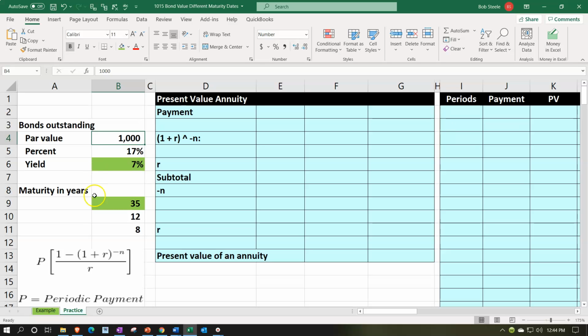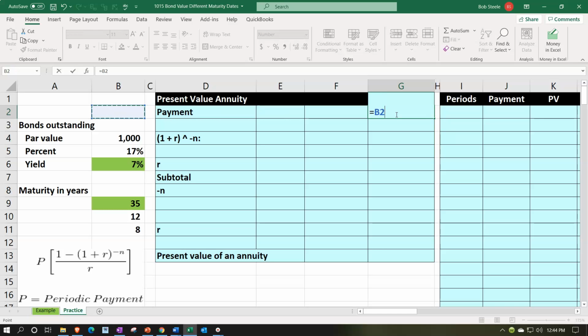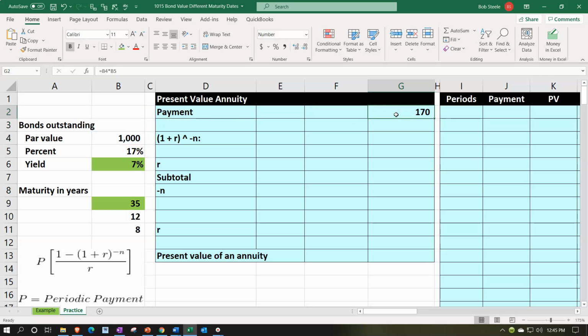All right, let's do this. We're going to do the annuity first. We've got the P times 1 minus 1 plus R to the negative N over R. And we're going to break that out into our table as we've seen in the past. We're going to be taking the P on the outside, which is going to be the 1,000 times the rate on the bond, which would be the 17%. That's going to give us our 170. That's the amount that we're going to get paid for the number of periods. In this case, paid yearly, 35 years.